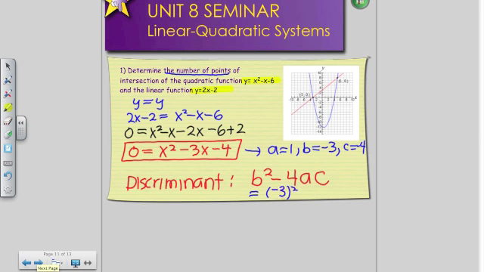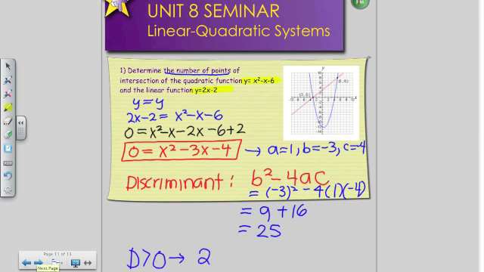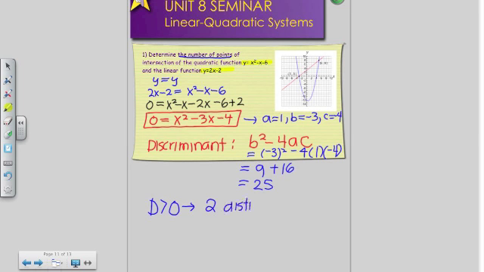Negative 3 squared minus 4 times a times c. So negative 3 squared gives me a positive 9. Negative 4 times 1 times negative 4 is positive 16. So we get, this discriminant is equal to positive 25. Because D is greater than 0, we're going to have 2 distinct real roots. For this question, that's the answer.